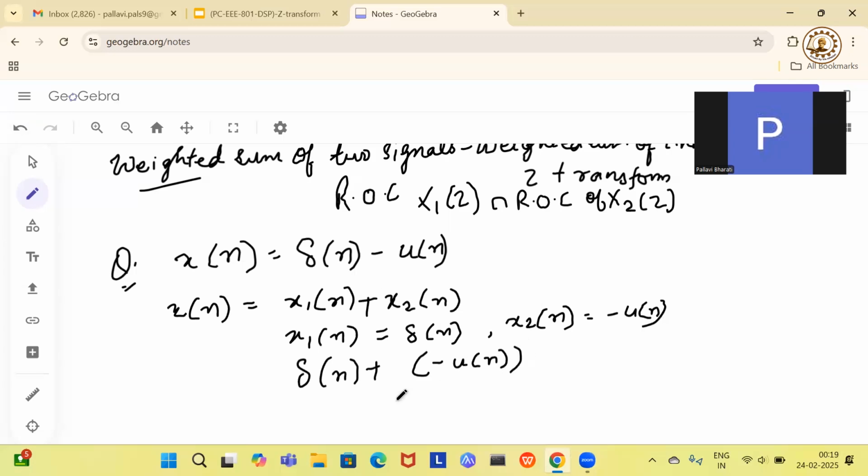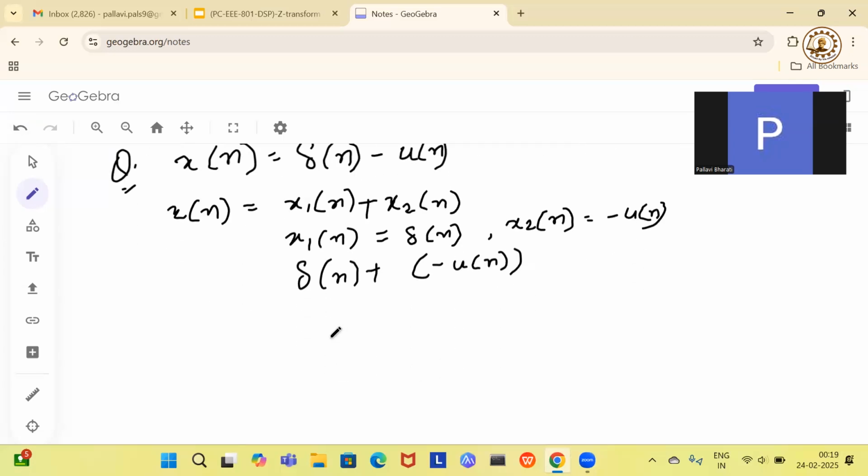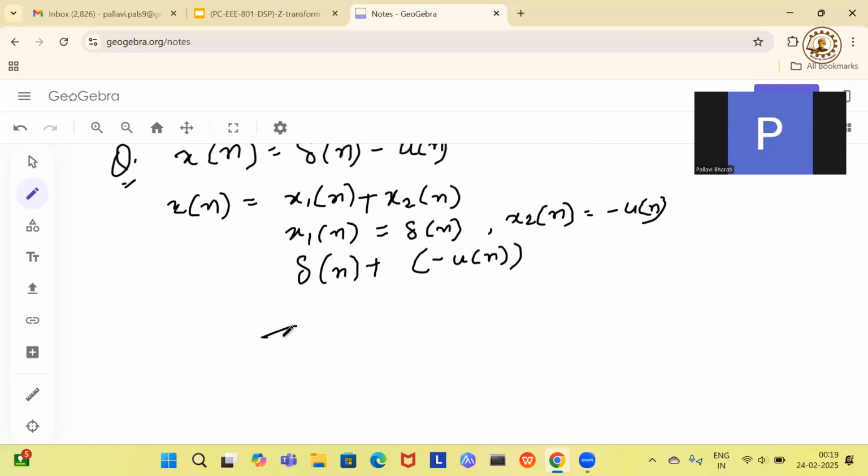Fine. Now we have learned how to take out the Z transform of this. Let us see. So it will become the sum over n equals minus infinity to infinity of delta[n] z to the power minus n, plus the sum over n equals minus infinity to infinity, and this minus will be simply replaced here, and inside will be u[n] z to the power minus n.